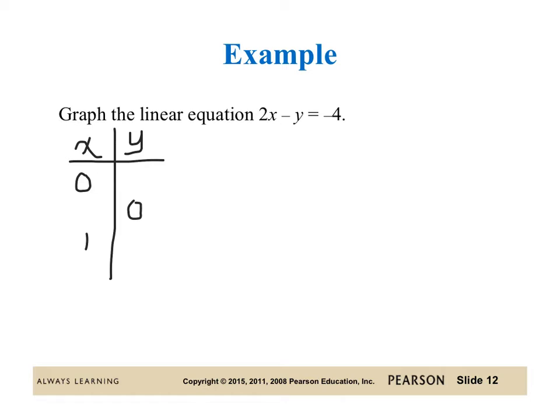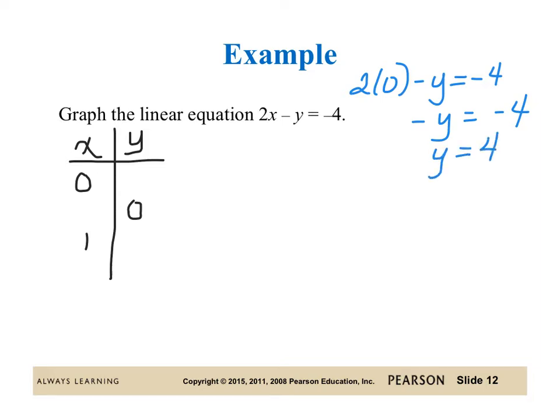So when we choose to let x be 0, we have 2 times 0 minus y equals -4. And that essentially is just -y equals -4. So to change the signs of both of these, we would have positive y equals +4, and you can change those signs by either multiplying by -1 on both sides or by dividing by -1 on both sides. So we have the point (0, 4).